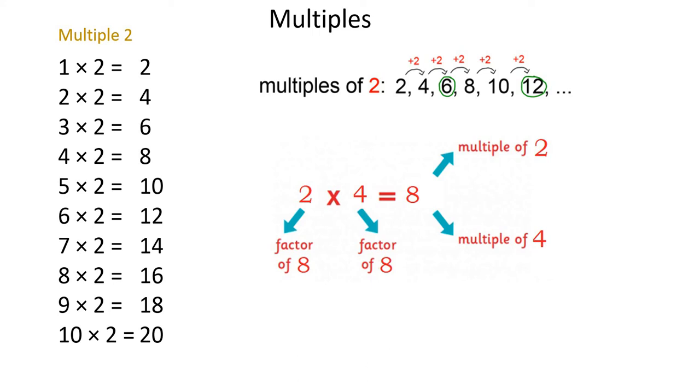Miss, what's the meaning of factor? Factors are the numbers that you are multiplying with each other to get the answer. The answer is a multiple of them. So the answer is going to be a multiple of both numbers, because actually you will find it on the times table for 4 and the times table of number 2.